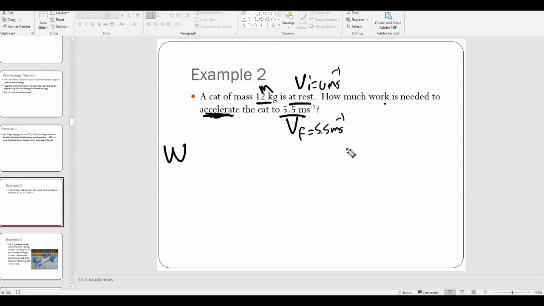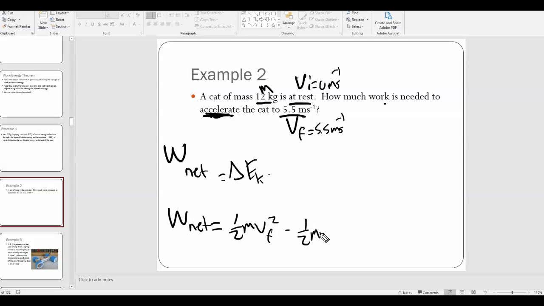Okay, so V final is 5.5 meters per second. Now, I want the work done to cause this to happen. And I know from the work energy theorem that's equal to the change in kinetic energy. Now I need to expand this out to a more useful form so that I can actually find the work done. And so I'm going to expand it all the way out to 1/2 m v final squared minus 1/2 m v initial squared. I do that because of what I'm given.